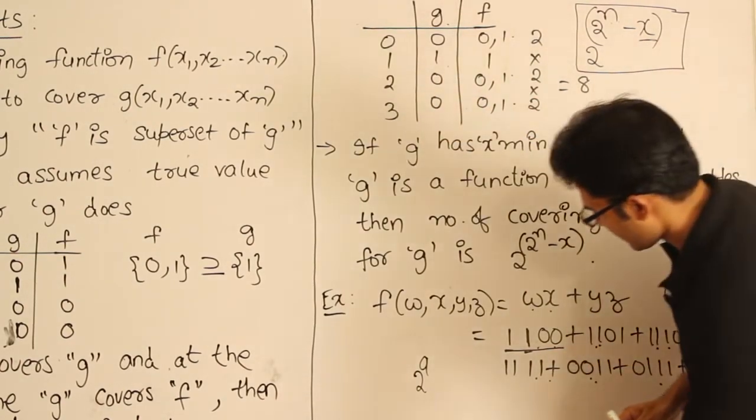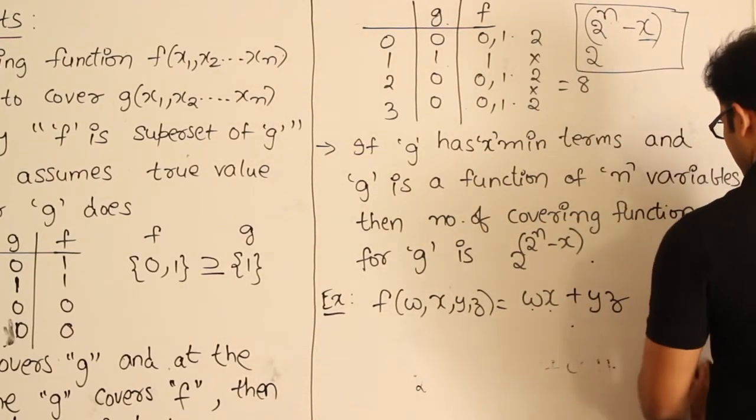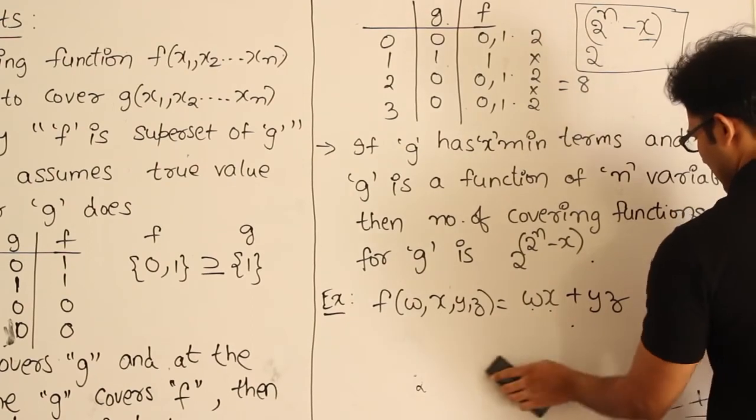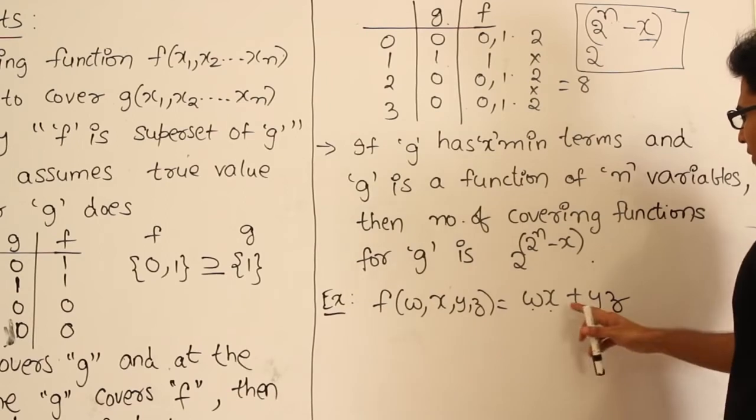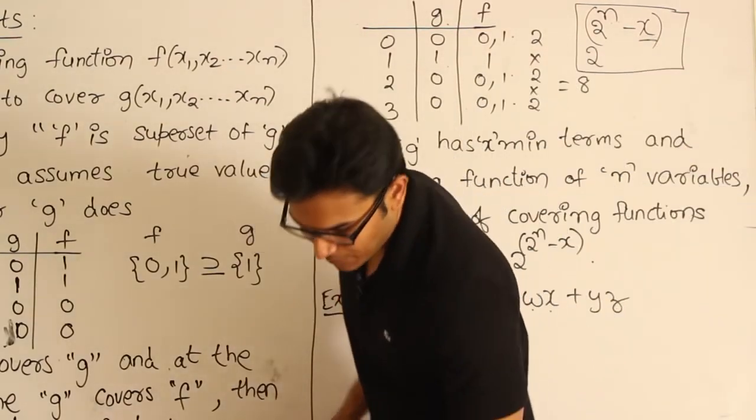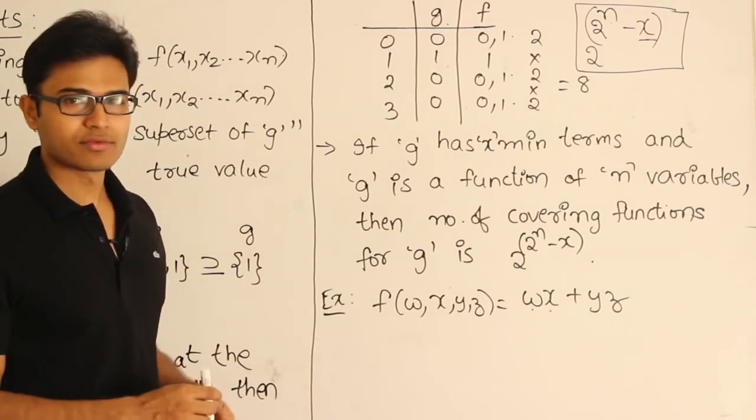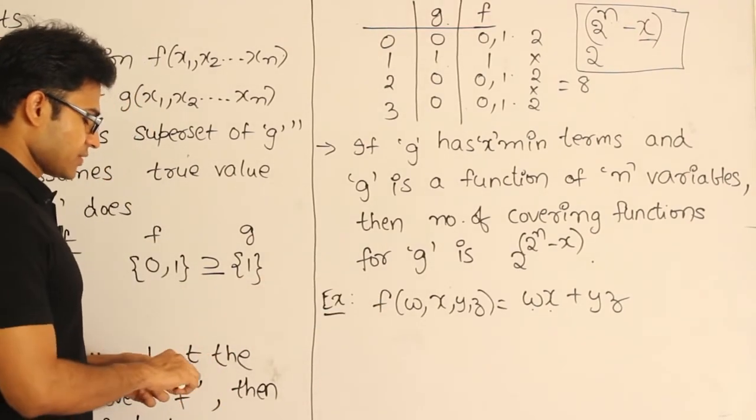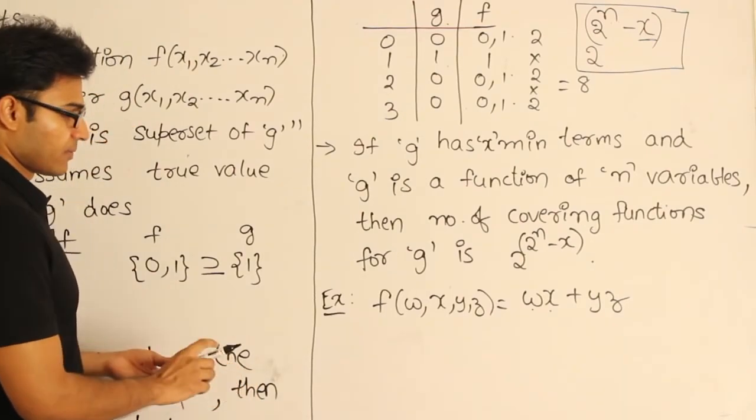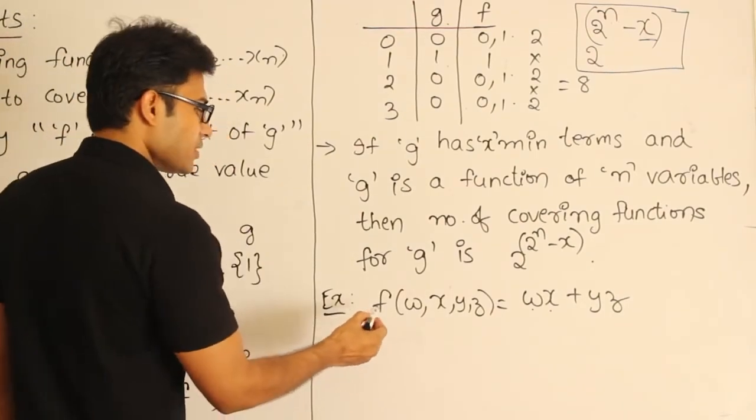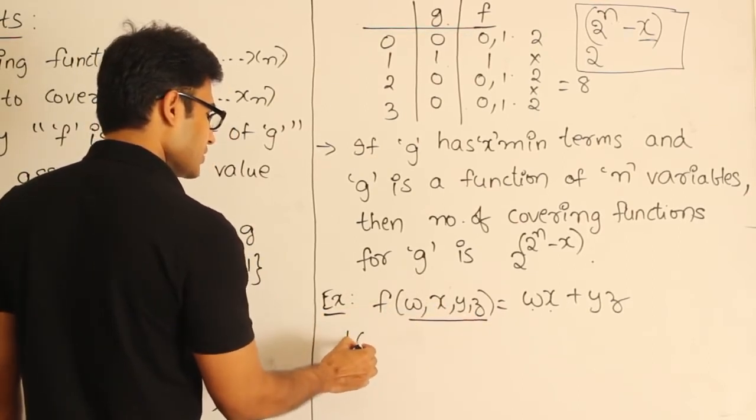And see this example. I'll just show you. I'll just try to solve it. If f of x equal to wx plus yz is the expression given, then how many functions will be covering f? In order to understand how many functions cover f, you have to understand how many minterms are there in f. So first of all, how many minterms are possible with 4 variables? The total number of minterms possible are 16, right?